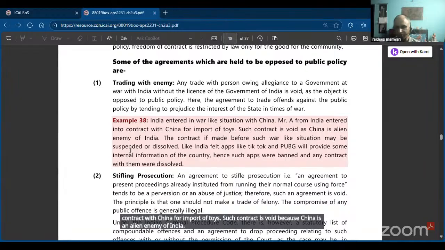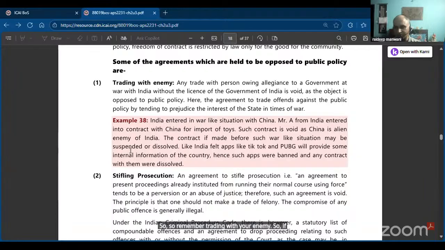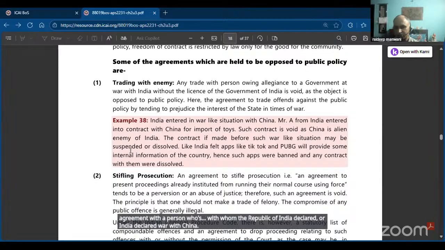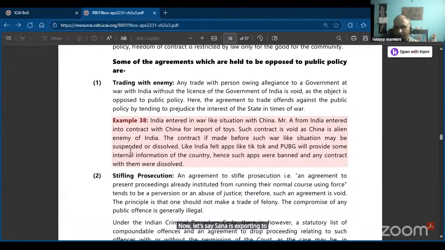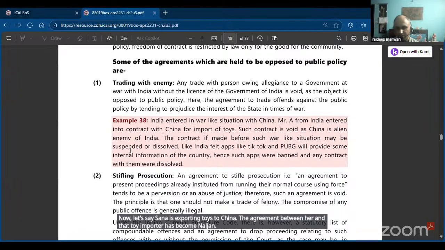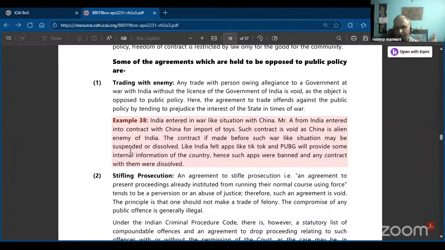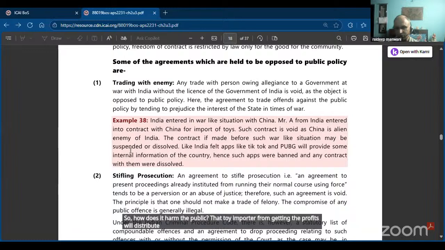So remember, trading with an enemy. If you are entering into any agreement with a person with whom the Republic of India has declared war, India has declared war with China. Now let's say Sana is exporting toys to China. The agreement between her and that toy importer has become null and void. So how does it harm the public? That toy importer, from getting the profits, will distribute it among Chinese soldiers.